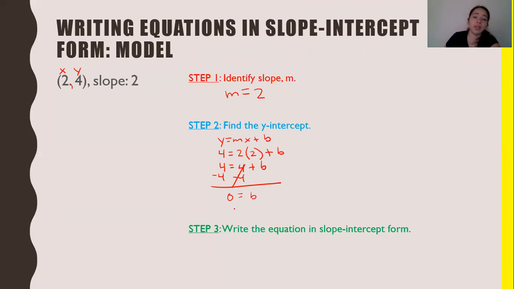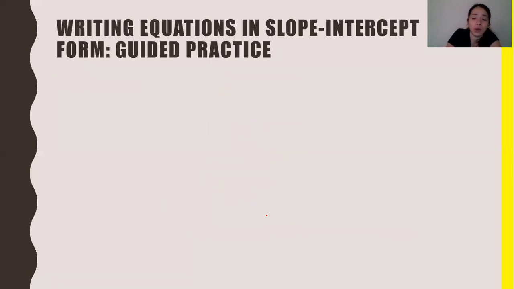So when writing my equation, I write y equals mx plus b. I write y. I know my m, my slope, is 2. And then I know my b is 0. So in this case, I wouldn't even need that. So I would write y is equal to 2x, because if it's just plus 0, it means plus nothing, so I don't have to include it.